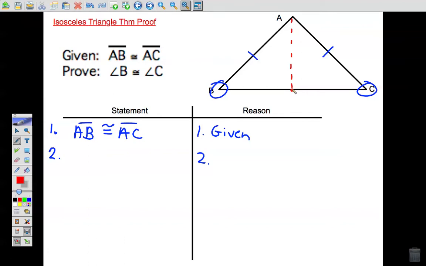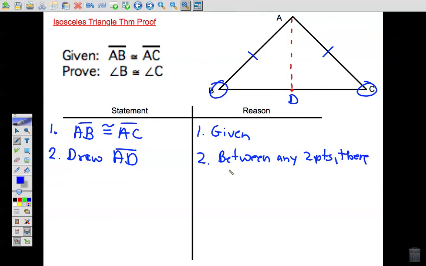Yep, okay, so first of all, I'm going to draw AD and put a point D right there. The reason for that is between any two points there is a line or a segment at the midpoint. Now, you'll see the reason why I did that in a little bit.